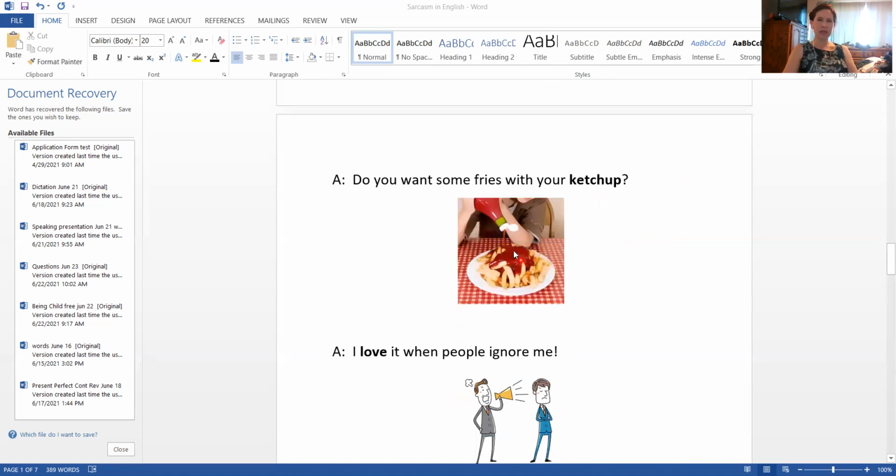Maybe if a person is eating what looks to be more sauce, more ketchup in this case, than food, you might jokingly say, "Hey, you want some fries with that ketchup?"